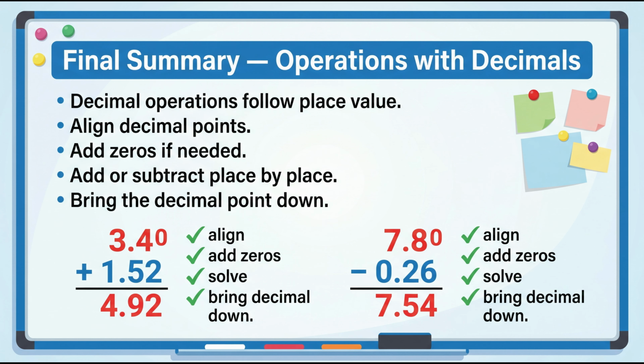To add or subtract decimals, align the decimal points. Add zeros if needed. Add or subtract from right to left. Regroup or borrow when needed. Then place the decimal point correctly in the answer. So, decimal operations are solved place by place.